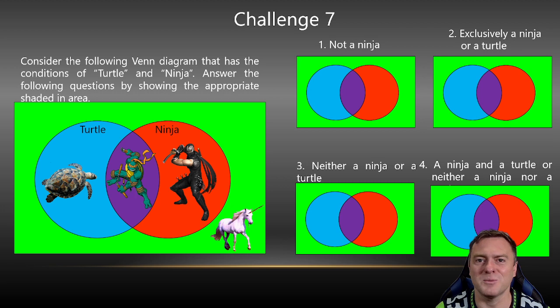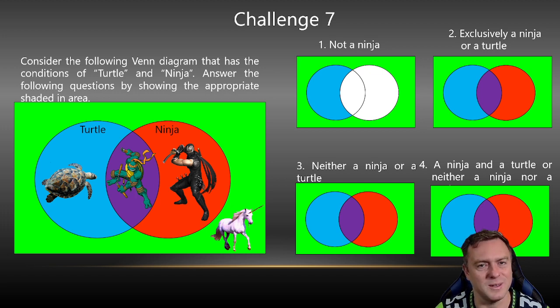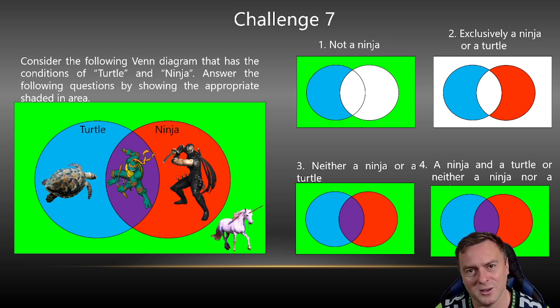Awesome. So for the first one, not a ninja would be everything that's outside of the ninja circle. So that would be the blue area with the turtle and then the unicorn as well. If we then exclusively wanted a ninja or a turtle, exclusively is a little bit different. Exclusively means that you only have the blue area or the red area. So exclusively a ninja or a turtle means that you can't have both in the middle, which is tying into a concept called XOR, which we haven't quite seen yet.